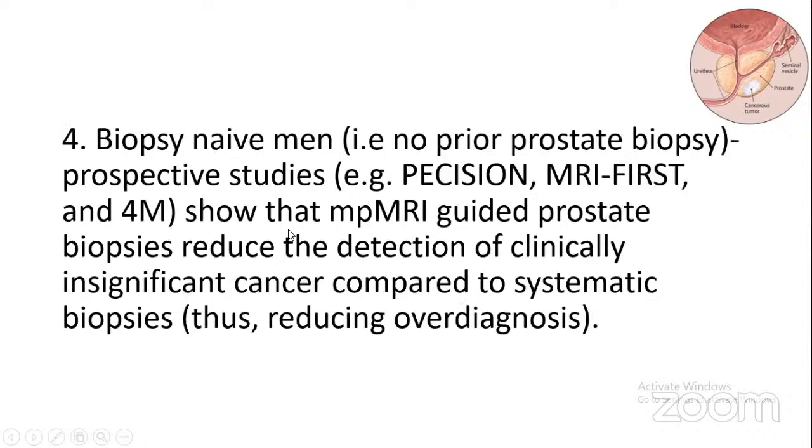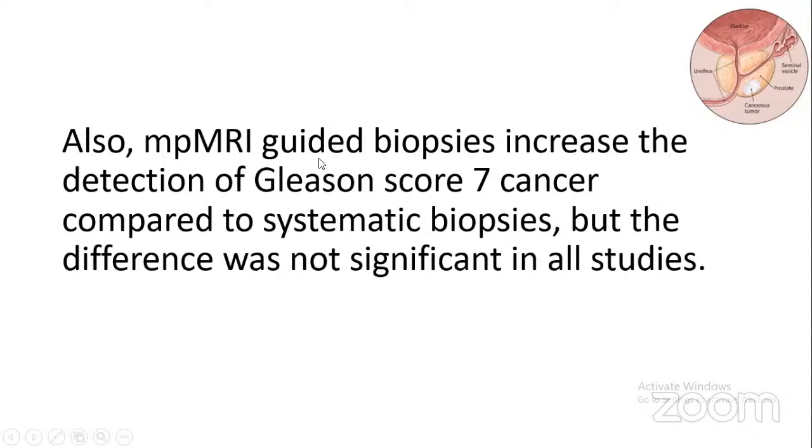In a biopsy-naive man, that is, no prior prostate biopsy, prospective studies of patients with MRI first show that multiparametric MRI guided prostate biopsies reduce the detection of clinically insignificant cancer compared to systematic biopsy, thus reducing overdiagnosis. Also, multiparametric MRI guided biopsy increased the detection of Gleason score 7 or more cancer compared to systematic biopsy, but the difference was not significant in all studies.